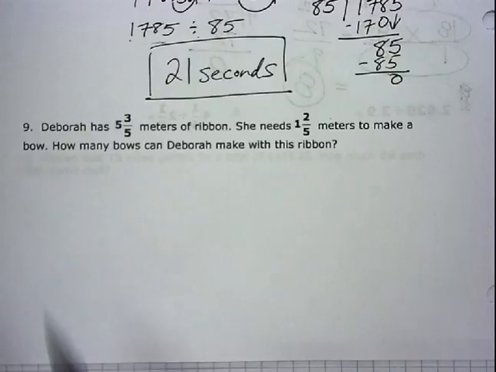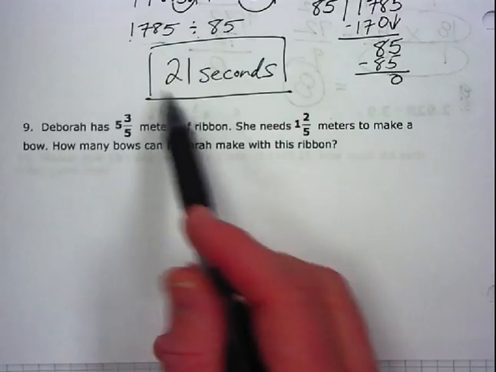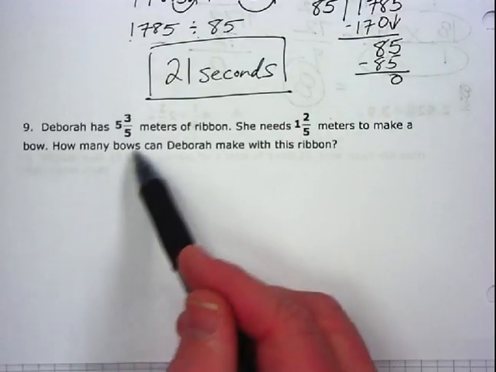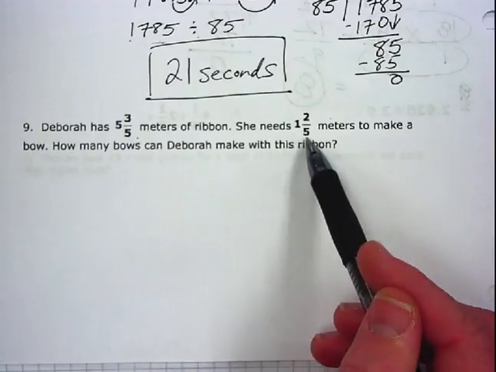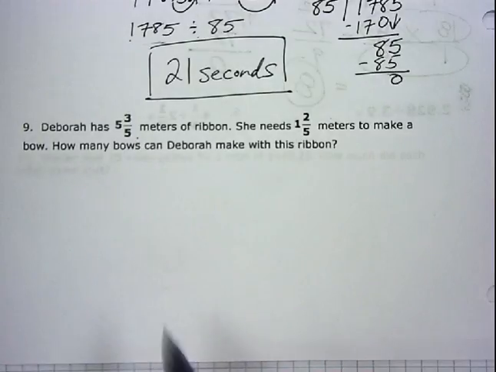Number 9. Deborah has 5 3/5 meters of ribbon. She needs 1 2/5 meters to make a bow. How many bows can Deborah make with this ribbon? So I know that my total amount of ribbon is right here, 5 3/5. And for each one, it's 1 2/5. Whenever we're talking about each of anything, that's going to be a division problem.